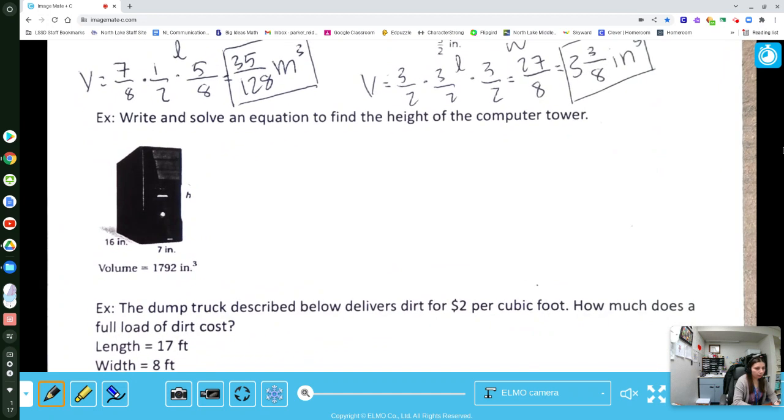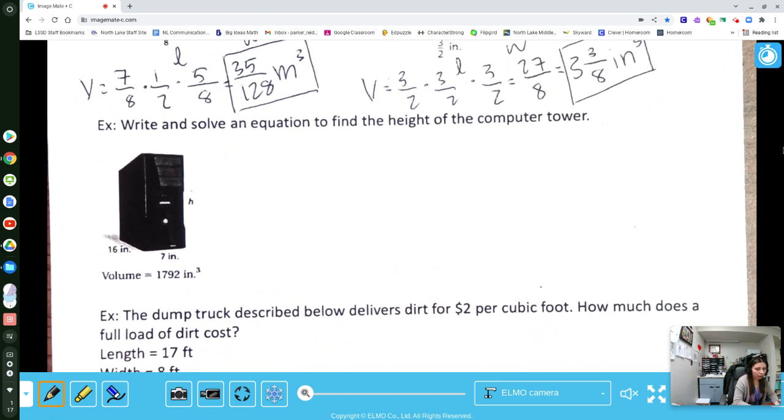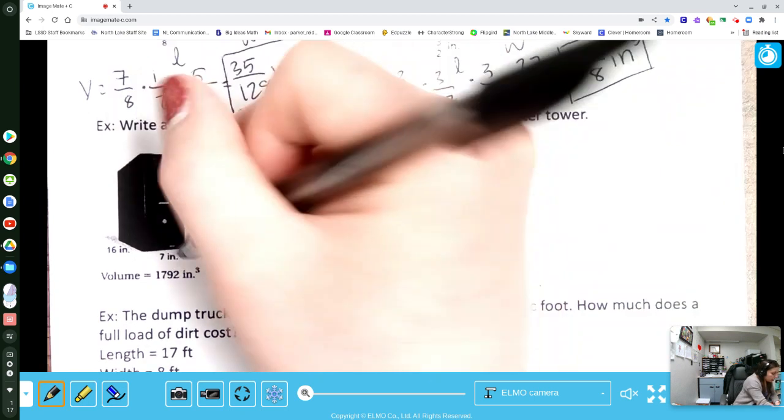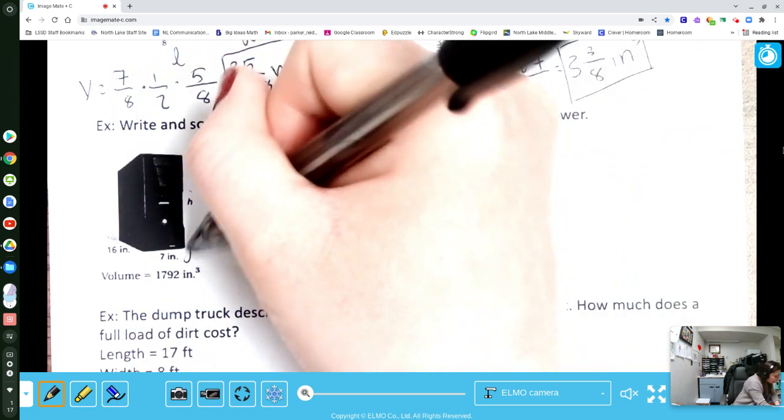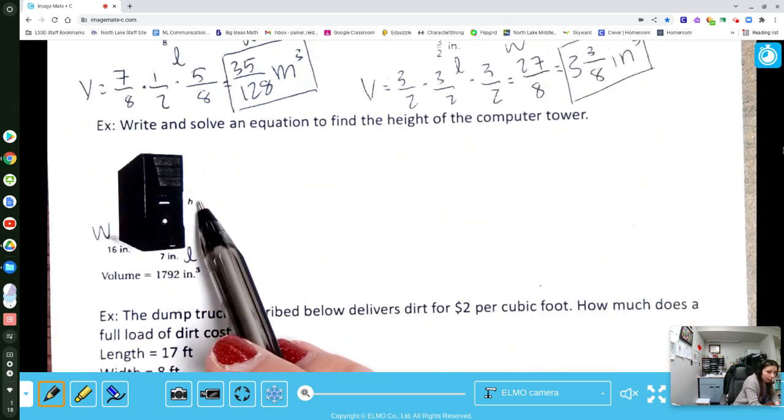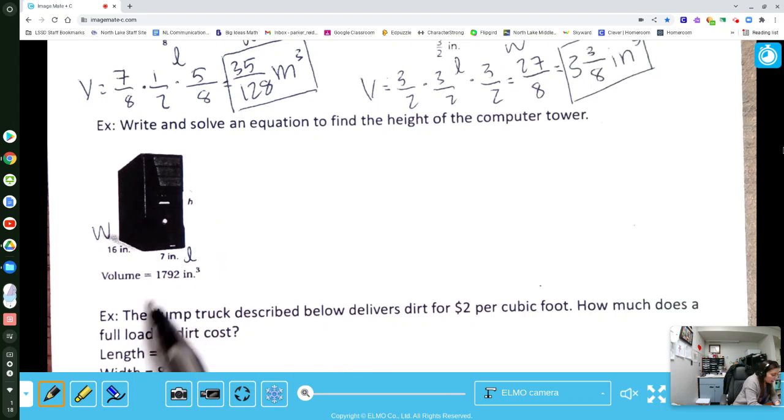Next, we're moving to example 2. Write and solve an equation to find the height of the computer tower. So here's our computer tower. It looks like we know the length and we know the width. We do not know the height. That's what we're trying to find. And we actually know the volume.